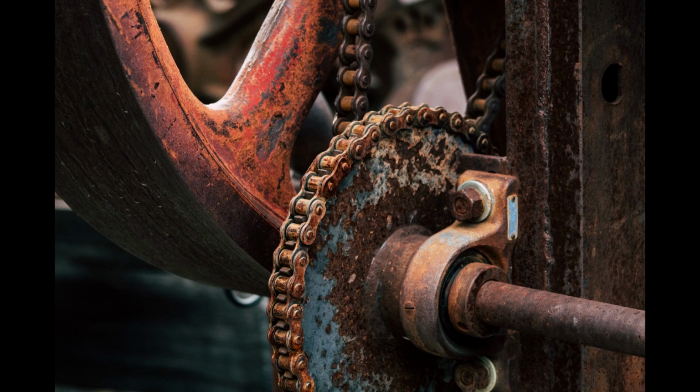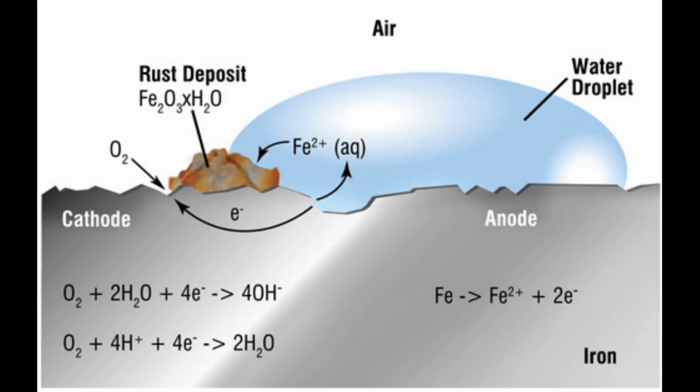As I said earlier, rust is an iron oxide which forms when iron or an alloy that contains iron is exposed to oxygen and moisture for a long time. The resulting reddish brown appearance is due to hydrated iron 3 oxide formation. Rusting is an electrochemical process that begins with transferring electrons from the metal to oxygen.